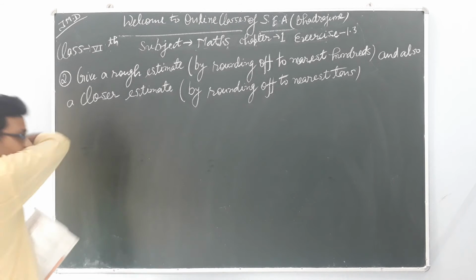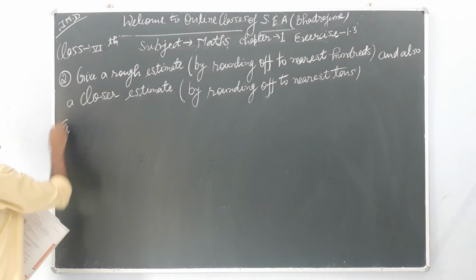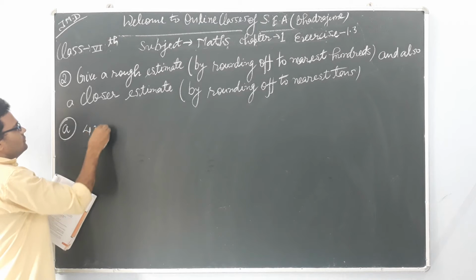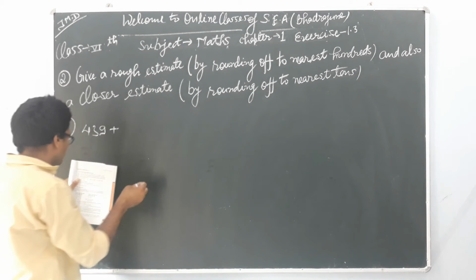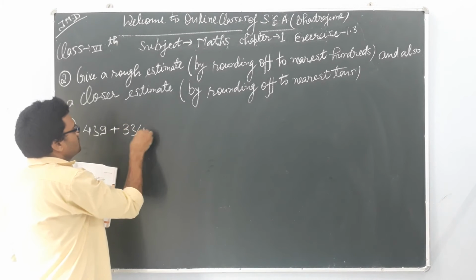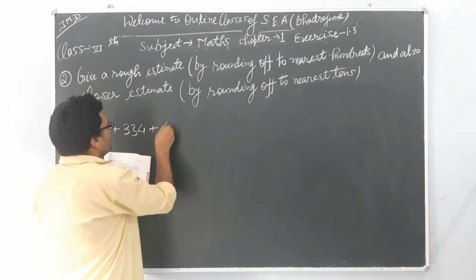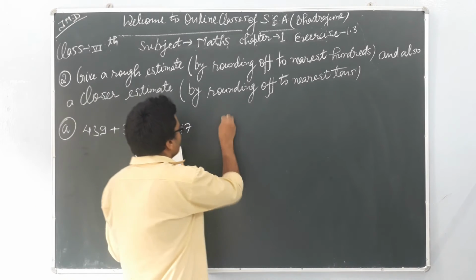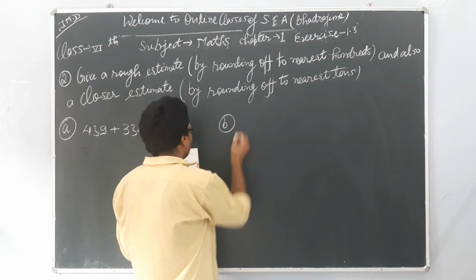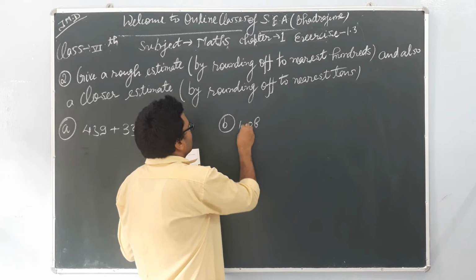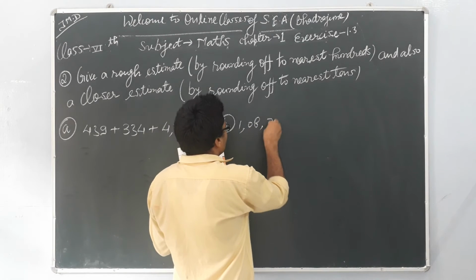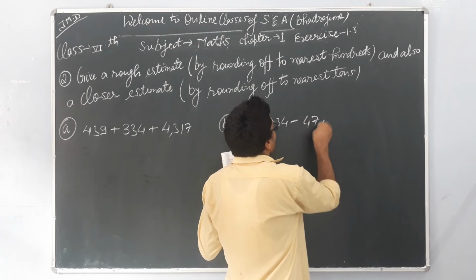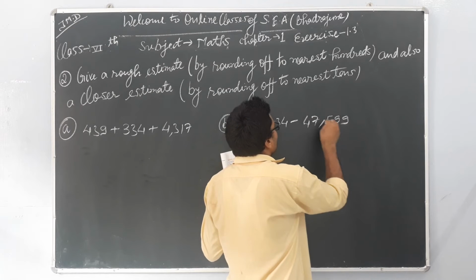Our first one is question number second, part A: 439 plus 334 plus 4317. This is our part A. Our part B is 1,08,734 minus 47,599.